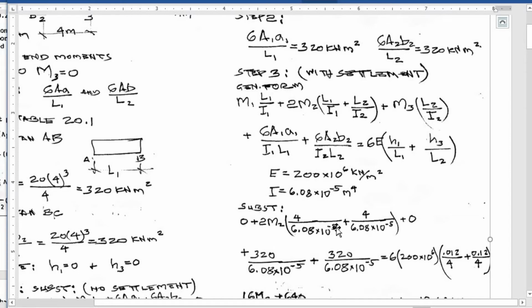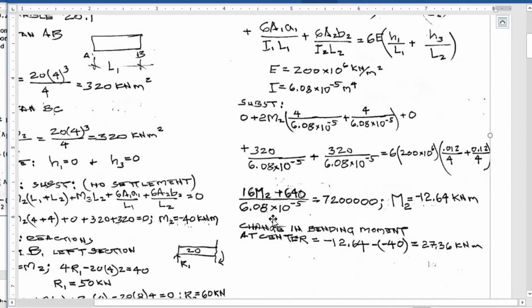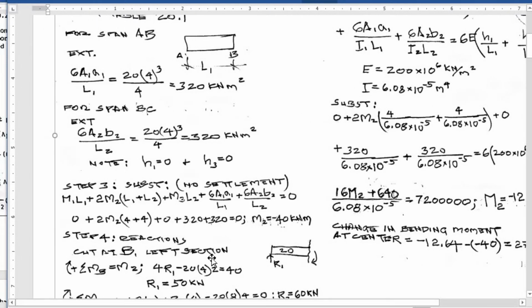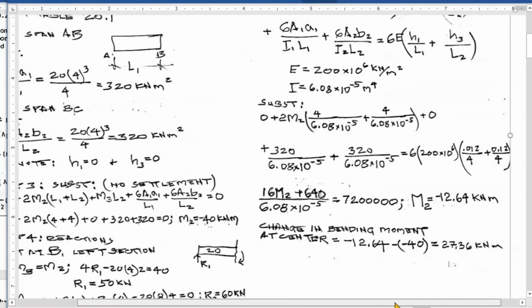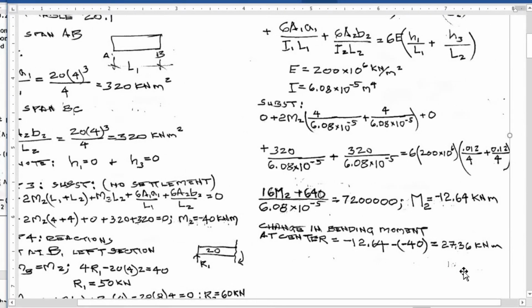Okay? So, from this general form, which is this, makukuha mo ngayon yung 16M2 plus 640 all over 6.08 is equal to 7,200,000. Or your M2 is negative 12.64. So, change in bending moment, that is minus 12.64 minus the original M2 na negative 40. Yan. Okay. So, that is equal to 27.36 kilonewton meter.